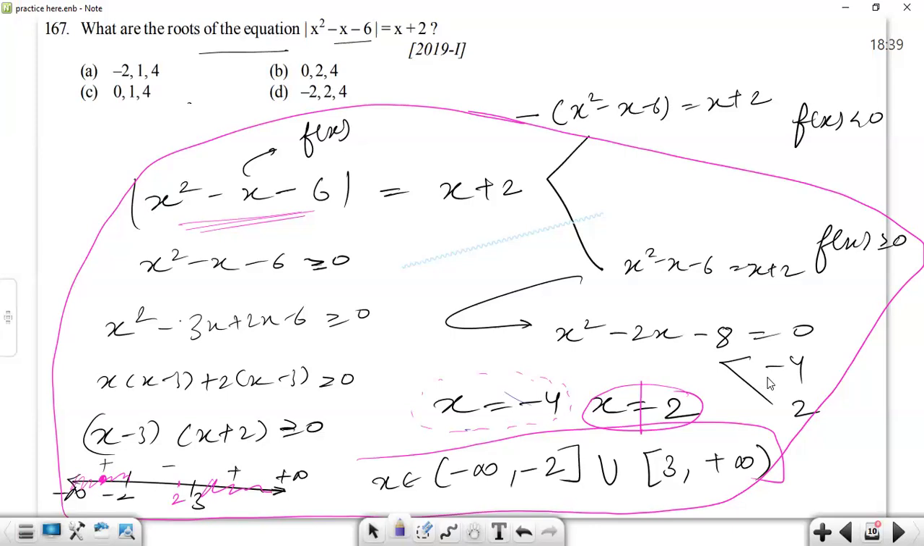So minus 4 and 2. There should be a minus 4 in the options, which is not the case. Let's re-verify our calculations. x square minus 2x minus 8. So its roots will be 4 and minus 2. Yes, 4 and minus 2 will be the roots.